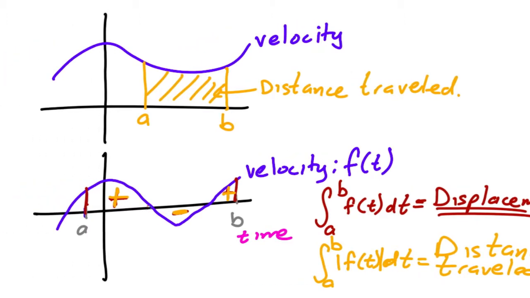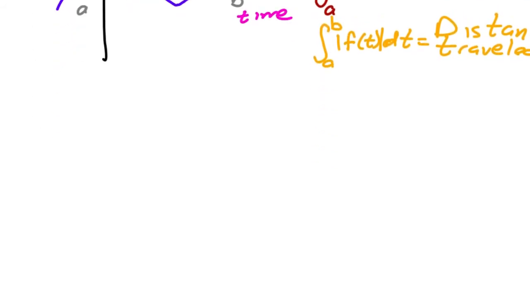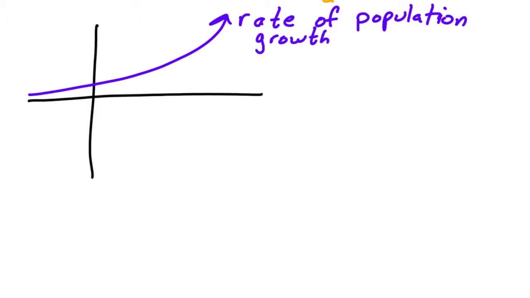Okay, now that's for velocity, but this interpretation works for any kind of rate. For example, let's say we have a function right here, and this is the rate of a population change, rate of the population growth on Shelter Island, let's say. Some random island. Let's call it R of t.